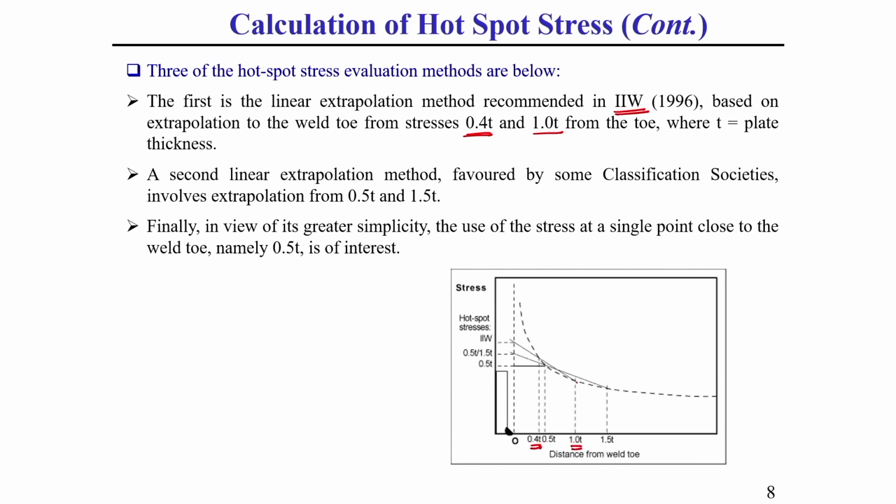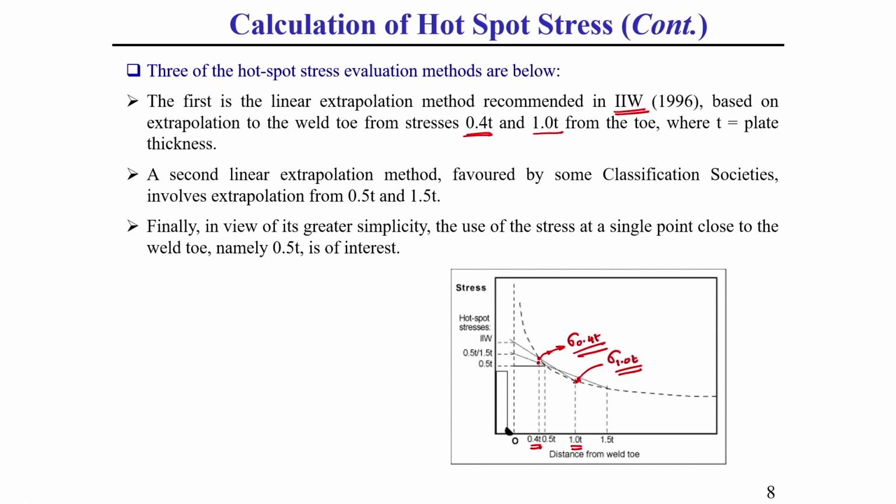So, based on this stress value, let us consider this is one stress, this is another stress. This stress you can write as 1.0 T stress, and here whatever the stress we will get, you can write as 0.4 T stress. Okay. So, at these 2 points, this is 0.4 T location stress. So, this is 0.4 T and 1 T.